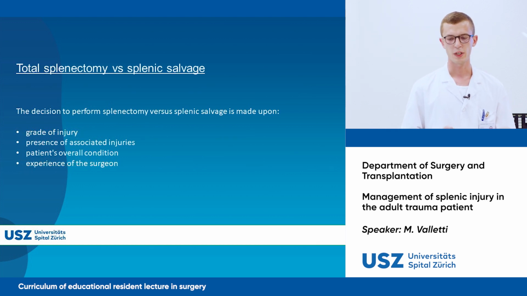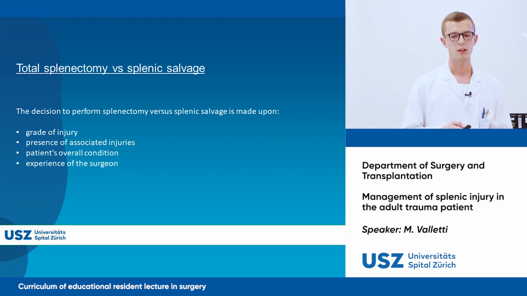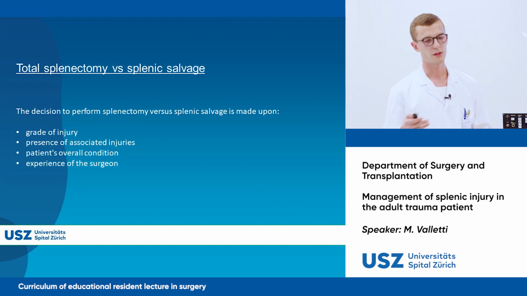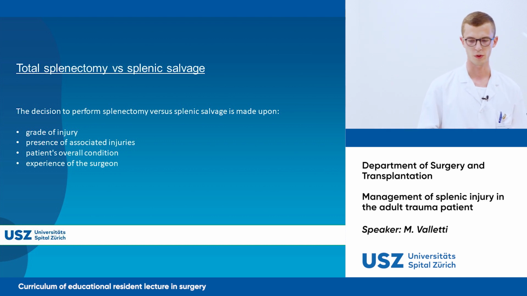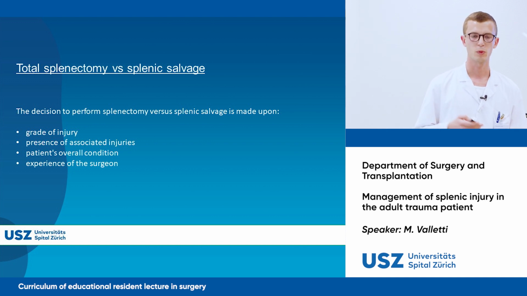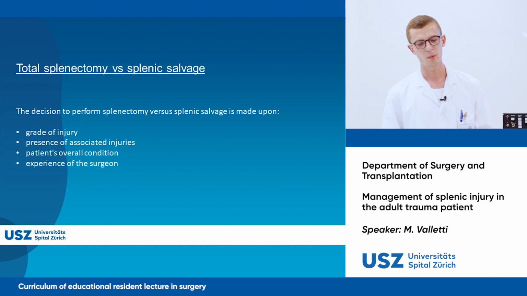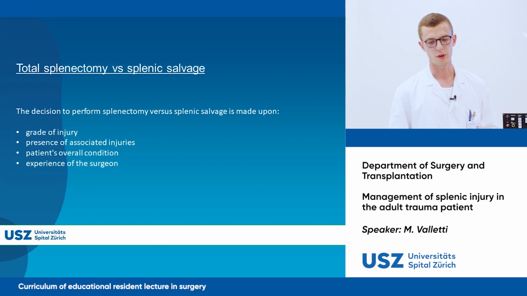First of all, we have to decide if we have to perform a total splenectomy or a splenic salvage, and the decision is made upon grade of injury, presence of associated injury, patient's overall condition, and of course experience of the surgeon. Splenic salvage was mostly practiced in the 80s and in the 90s. However, splenectomy is more commonly used today, likely because more low-grade injuries are now treated with observation.